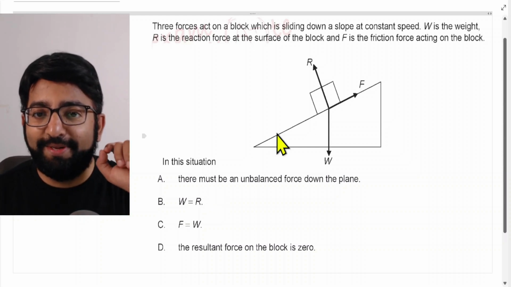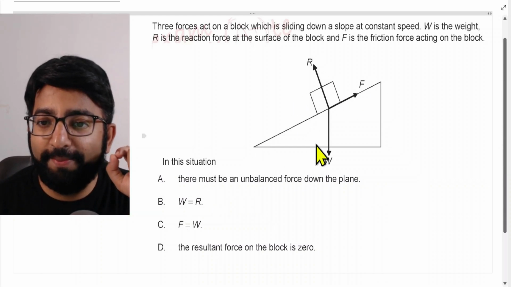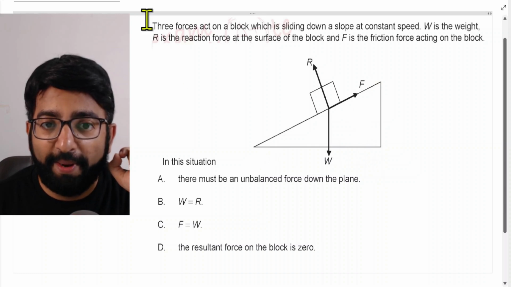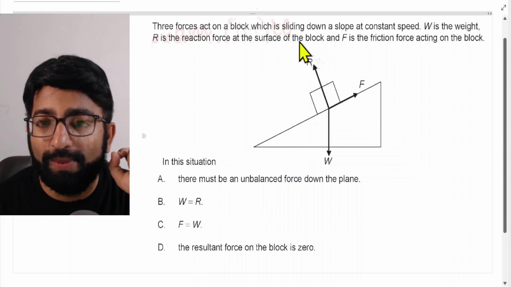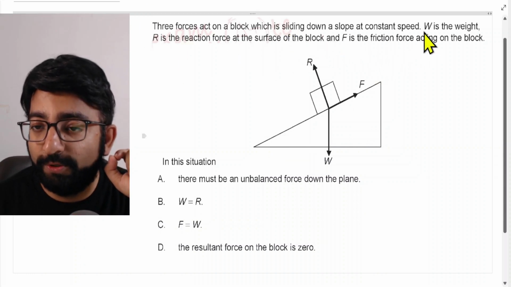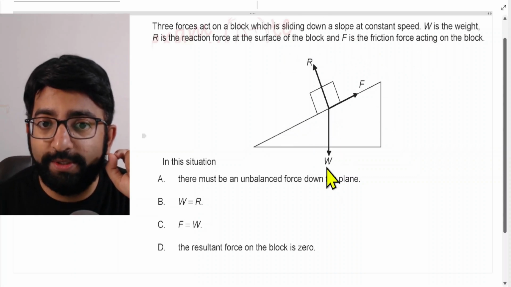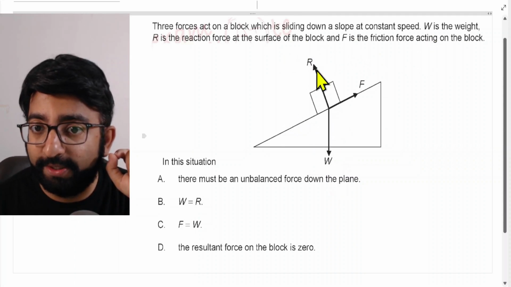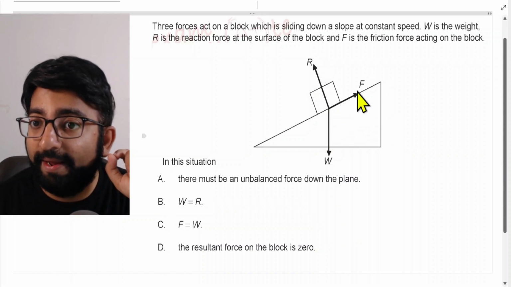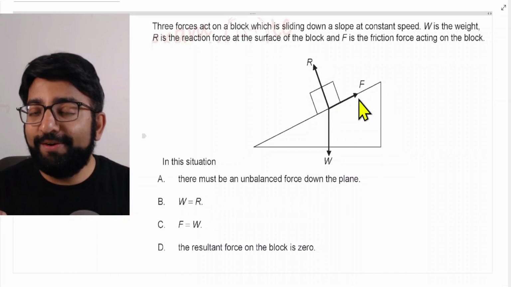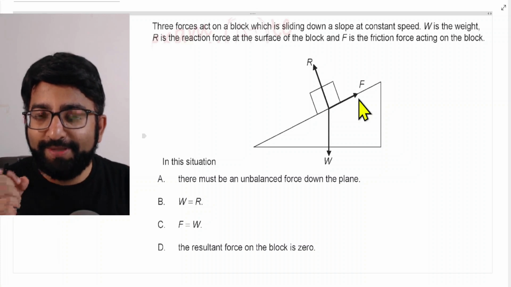All right. So in this question, we have been given a block which is kept on an inclined plane. It's mentioned three forces act on the block which is sliding down at constant speed. W is the weight which is acting downwards. R is the reaction force, normal reaction. And F is the force of friction. So we need to figure out which of the options gives the right statement.